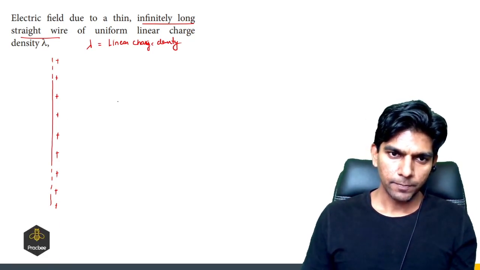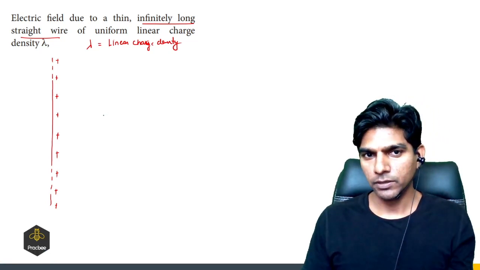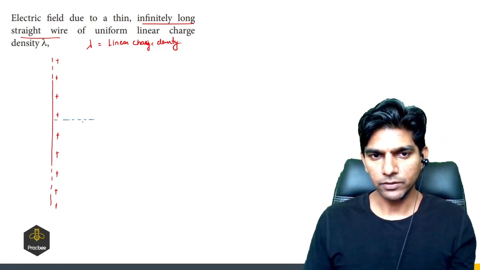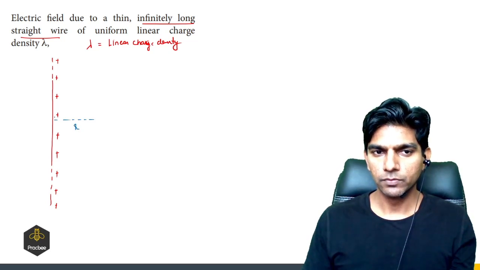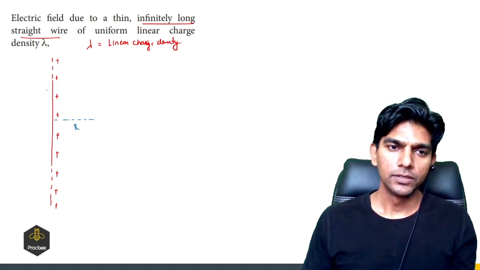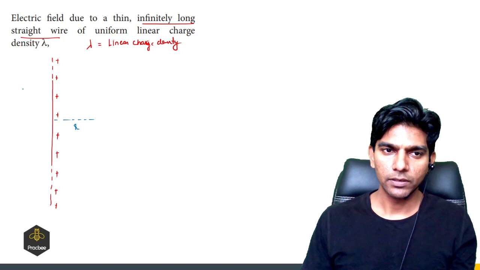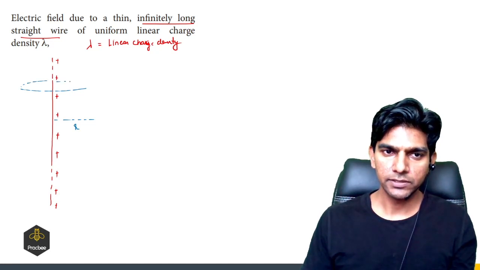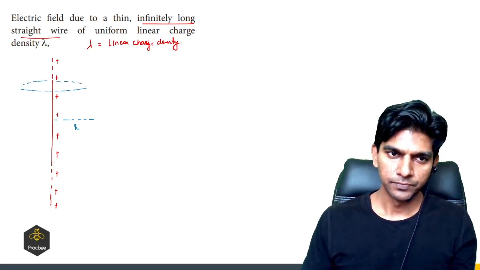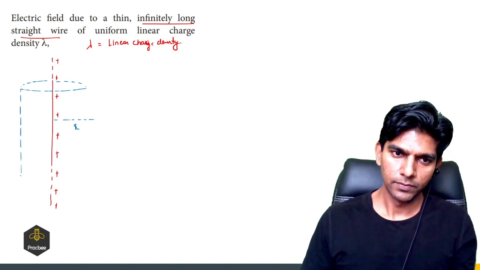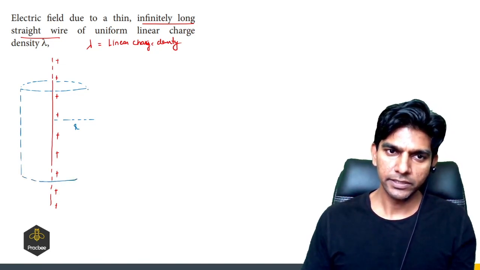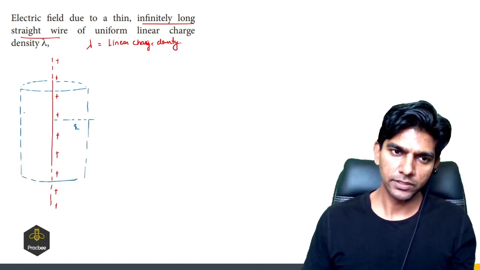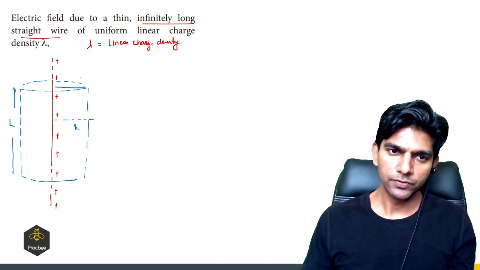We want to find the electric field at some particular perpendicular distance. Let us say I want to find the field at a distance r from the infinite line charge. So what we're going to do is consider a hypothetical Gaussian surface, a cylindrical Gaussian surface, right? And the axis of this Gaussian surface is aligned with the line charge. Let us say the length of our Gaussian surface is L, and the radius of the Gaussian surface is R.